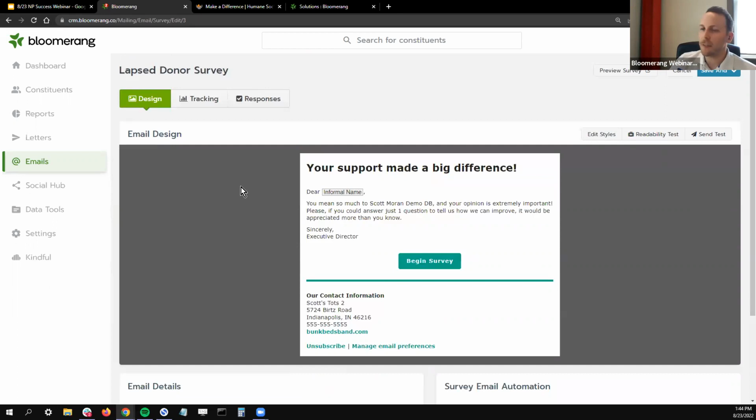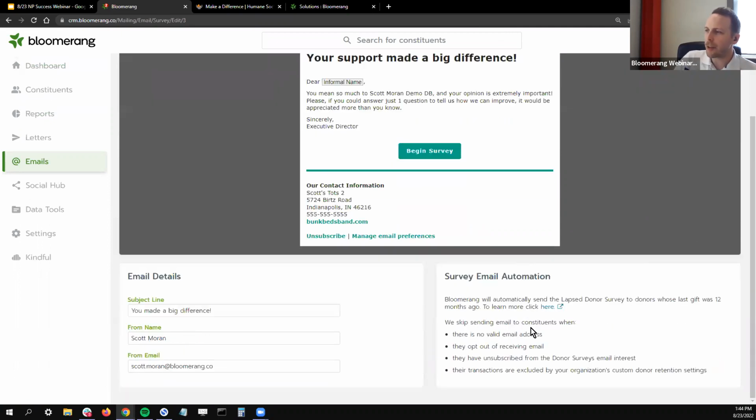So this is a very set and forget type of feature. You can simply set this up and then click activate, and then these will send. So for the lapsed donor, for example, Bloomerang will automatically send this out once a donor has lapsed past a year of their first gift. So you don't have to worry about, oh my gosh, we need to send this out and check this every day. Nope, you just set it up and it is good to go.